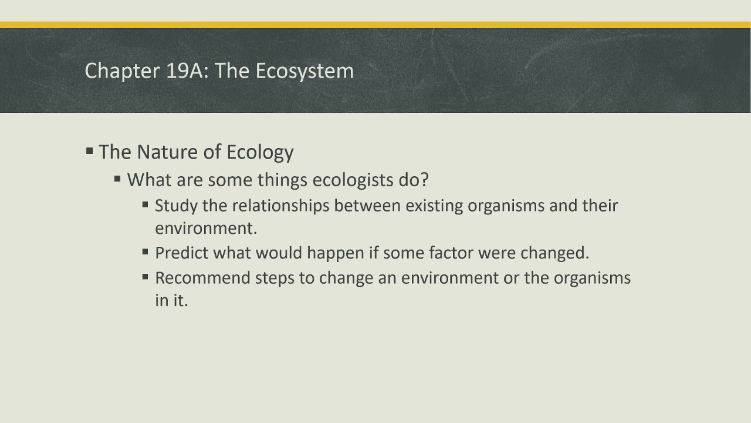Second bullet point, they predict what would happen if some factor were changed. So if this organism were removed, how would that affect things? If a new organism were added, how would that affect things? If this river were removed from this area, how would that affect things? Stuff like that. And then the third bullet point, they recommend steps to change an environment or the organisms in it.